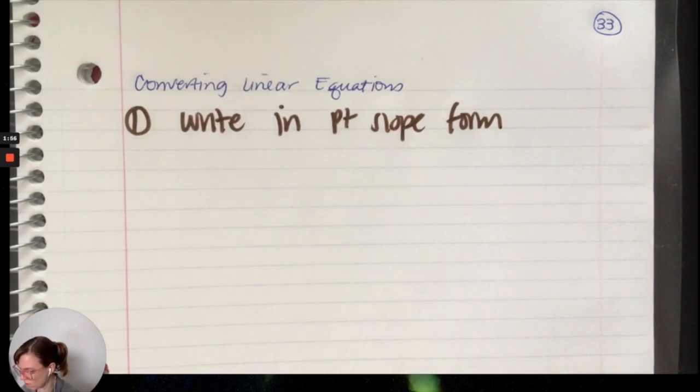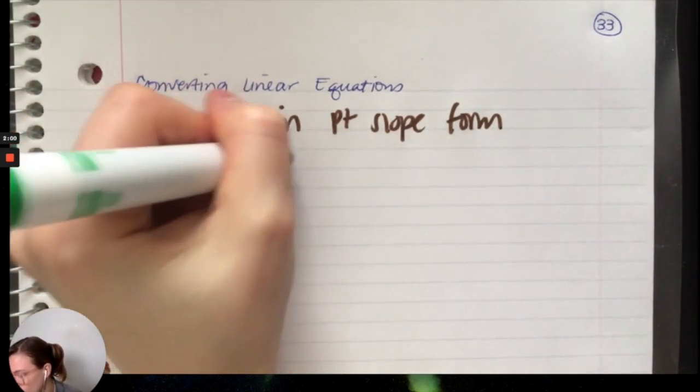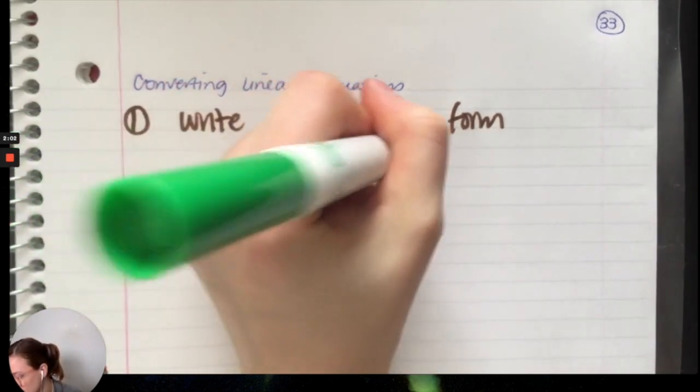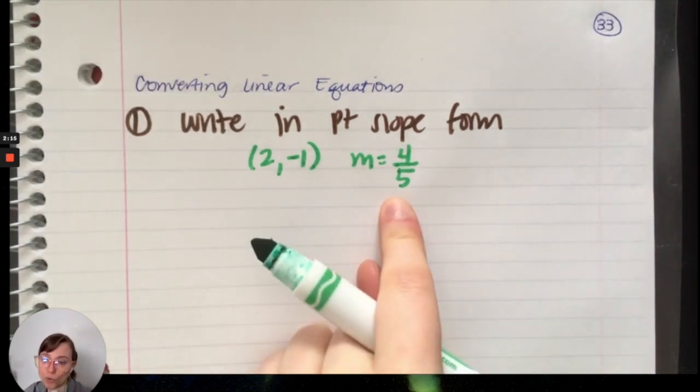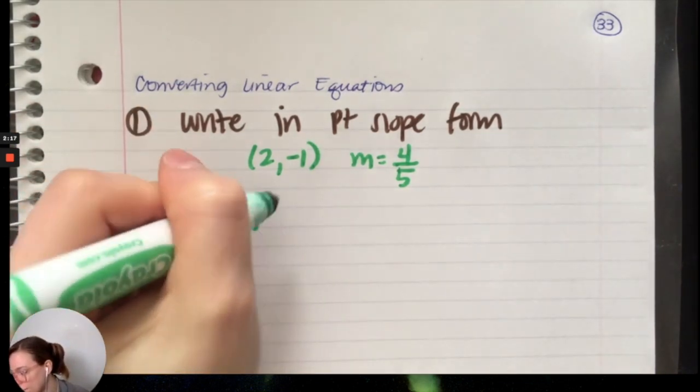Okay, so we're going to start off with writing it in point slope form. When we are given a point and a slope, and sometimes this slope will have to follow certain criteria. We'll learn next video on parallel and perpendicular lines, just to foreshadow. So I'm given a point. I know the slope that I need. I'm going to write it in point slope form.